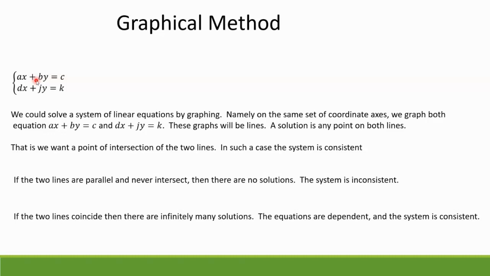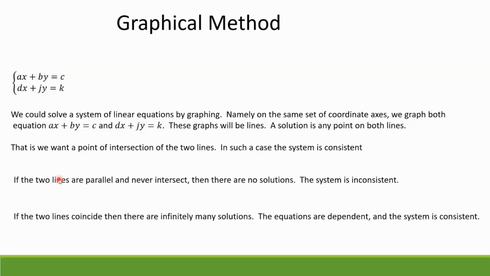But we want solutions to both equations here, right? Hence, we want points of intersection. That's what we want here, points of intersection. So in other words, if we were to graph it, we want an ordered pair that satisfies both equations. In other words, we want a point that's on both lines. We want a point of intersection. If there is one, then the system is consistent.